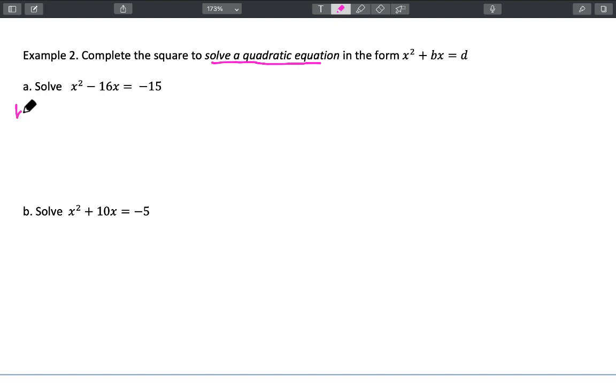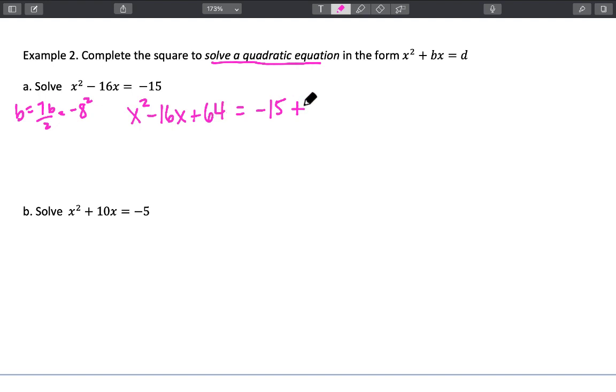So we're going to take our b value, which is negative 16, divide that by 2, which is negative 8. Okay, that gives me x squared minus 16x, and then remember, negative 8 squared is going to be positive 64, is equal to negative 15. Now, what I do to one side of the equal sign, I have to do to the other side. In order to keep things balanced in algebra, you have to do like operations to both sides of that equal sign.